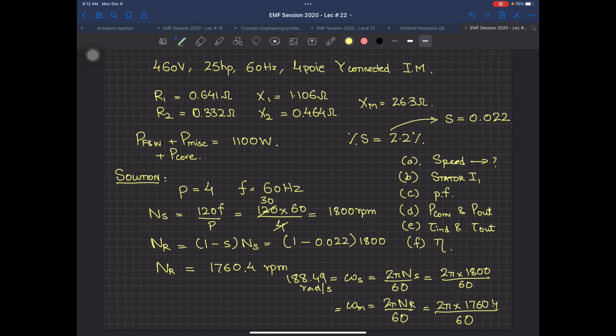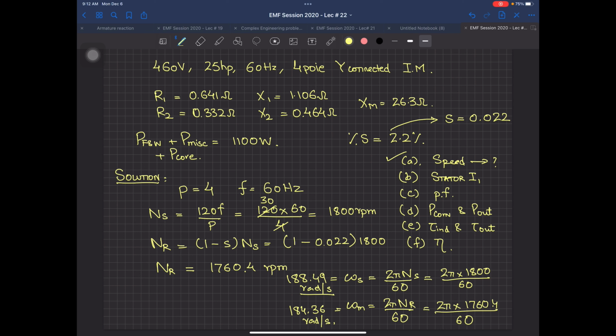In your exam, in the numerical of DC machine and the numerical of magnetic circuit, almost half of the class, half of the session, had not written units. So this is a very big problem. Please don't miss the units. What is omega m? 184.36 radians per second. So the first part, your speed, is calculated.